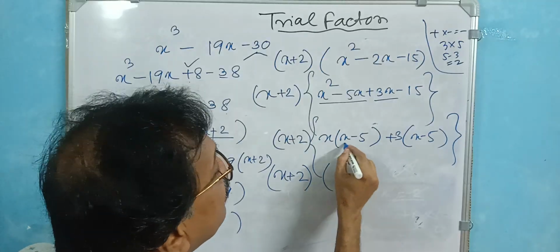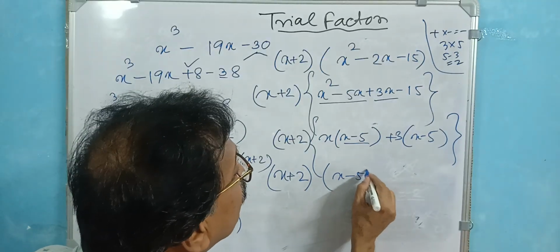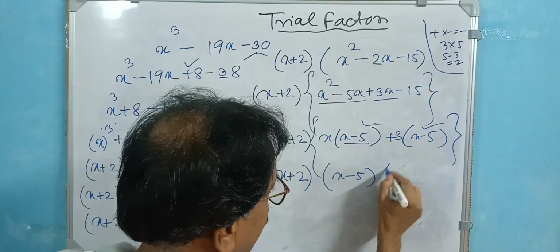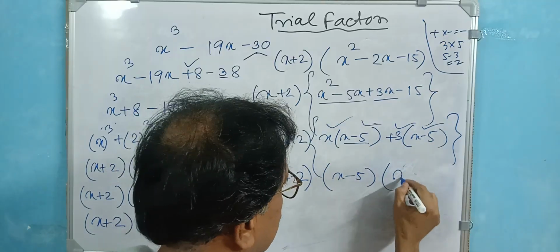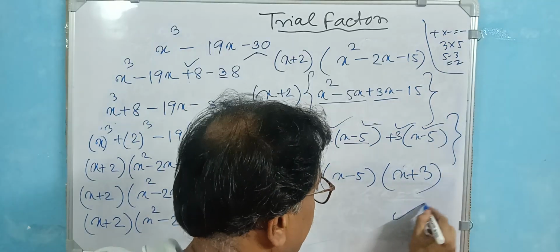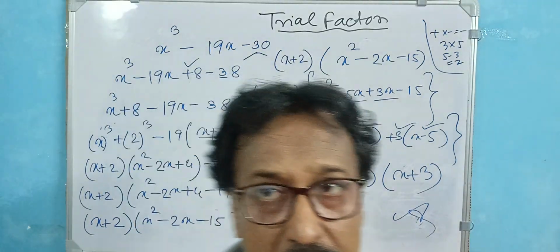Now this is x minus 5, which is common. This and this, what is left? This is left, this is left. So x plus 3. So this is the ultimate answer.